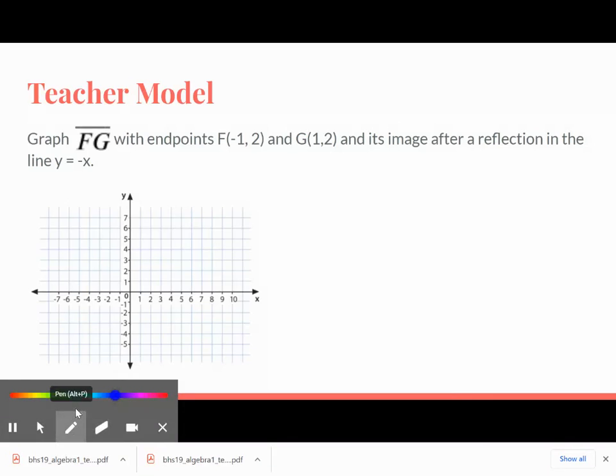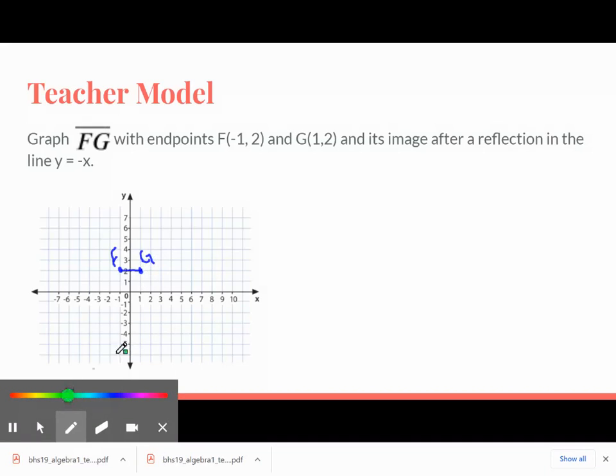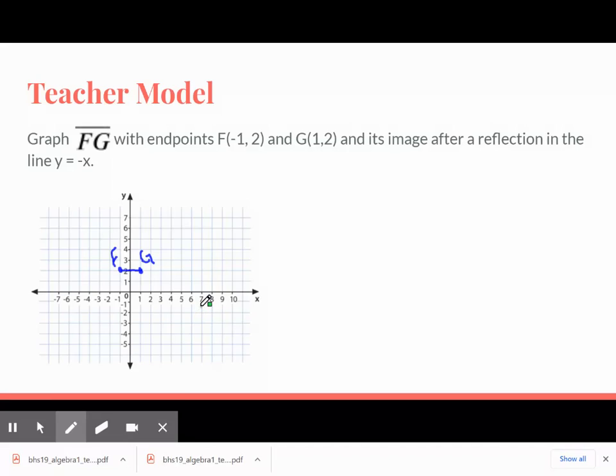It says graph segment FG with endpoints F negative 1, 2 and G 1, 2. Label it as F, label it as G, and then draw the segment, and its image after reflection in the line y equals negative x. Well, you need to draw the line y equals negative x on your graph so you can see how it's reflected. That would cross at the origin, and it goes down 1, to the right 1, down 1, to the right 1. So that's this line here.